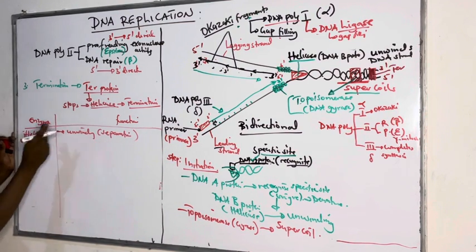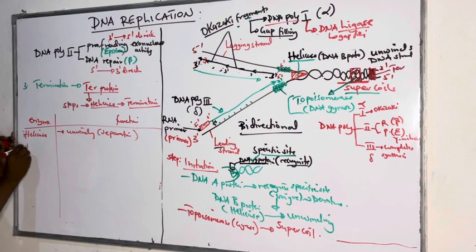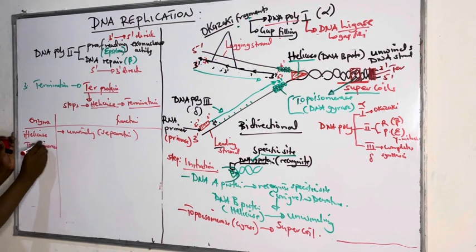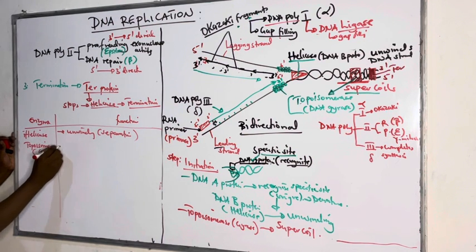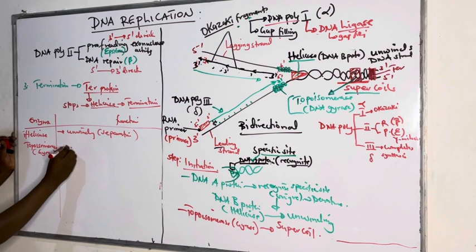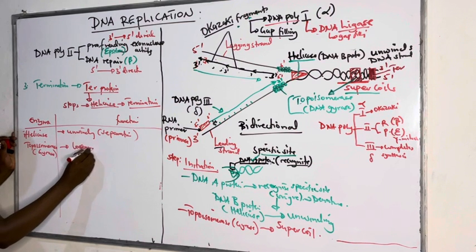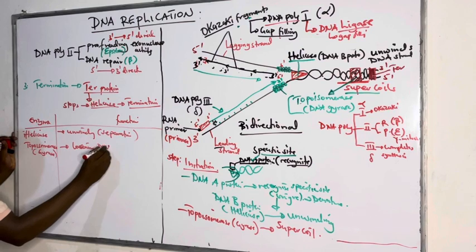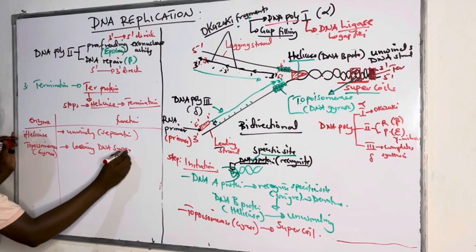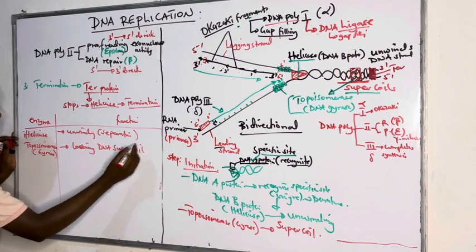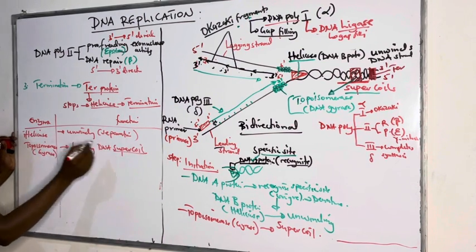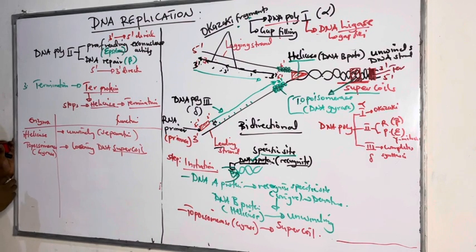Then we saw that as it is unwinding, it creates supercoils, which are removed by topoisomerase. Topoisomerase, what we are calling DNA gyrase, which is inhibited by fluoroquinolones, is the one responsible for loosening the DNA supercoils created by helicase, so that the helicase can continue to work. If you remove the supercoils, it acts as the bulldozer.